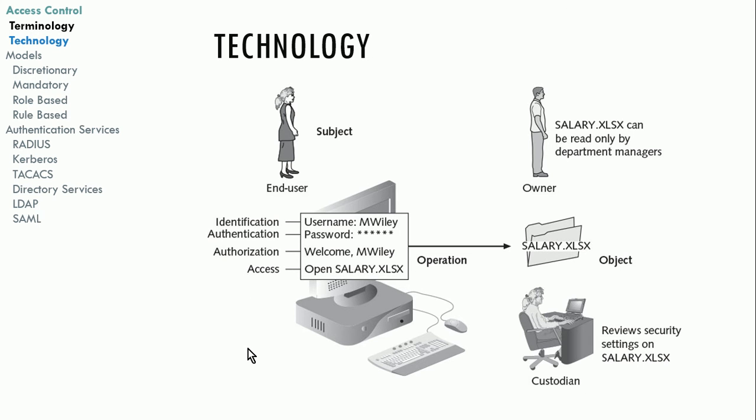So in the vernacular of IT security, a subject is the end user that's trying to access some resource. The object is the resource they're trying to access. In this case, salary.xlsx would be a resource, obviously one that's probably pretty sensitive. There's an owner, so the owner is who owns the file, right? So in this case, maybe the department managers, for example, might be the owner.